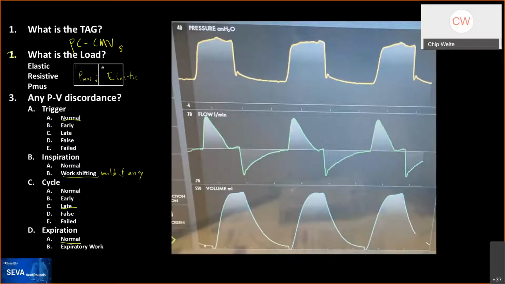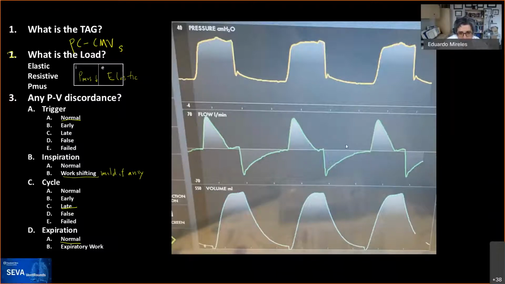Let's dissect this. First, let me share the poll results with the team so that they can see the answers that we all had. What I'm reading here is that of the people that answered, essentially all of them agreed with your tag. They said that this is pressure control. On the load, there was a split. A large amount of people thought that there was a resistive component.